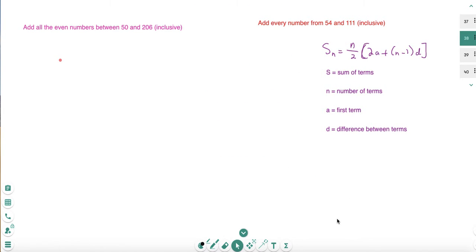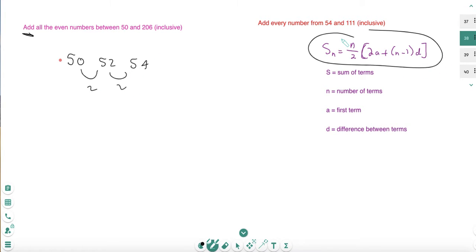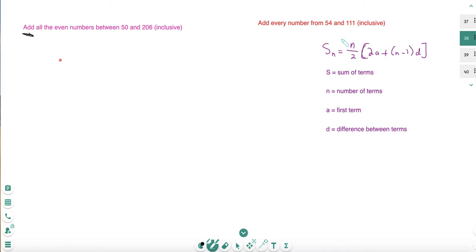Add all the even numbers between 50 and 206. So we're finding the sum of a sequence, and we know it's arithmetic because it's all the even numbers. So 50, 52, 54. The jump every time is 2. So we can use this little formula over here because we're finding the sum of the sequence. So let's fill it out. So we're looking for the sum.